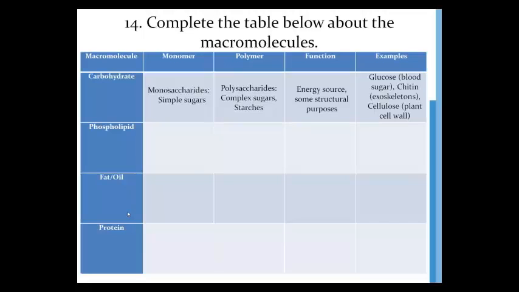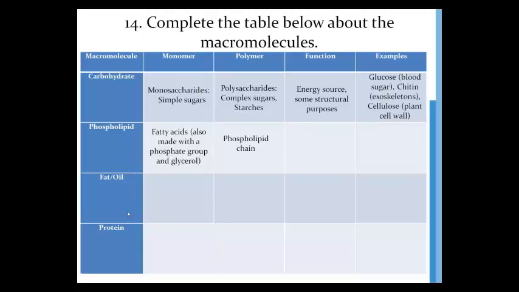Structural purposes include chitin, which is what exoskeletons are made of, like in horseshoe crabs or grasshoppers. Cellulose is another structural carbohydrate, and it's used for plant cell walls. The monomer for phospholipids is going to be fatty acids. It's also made up of a phosphate group and a glycerol.